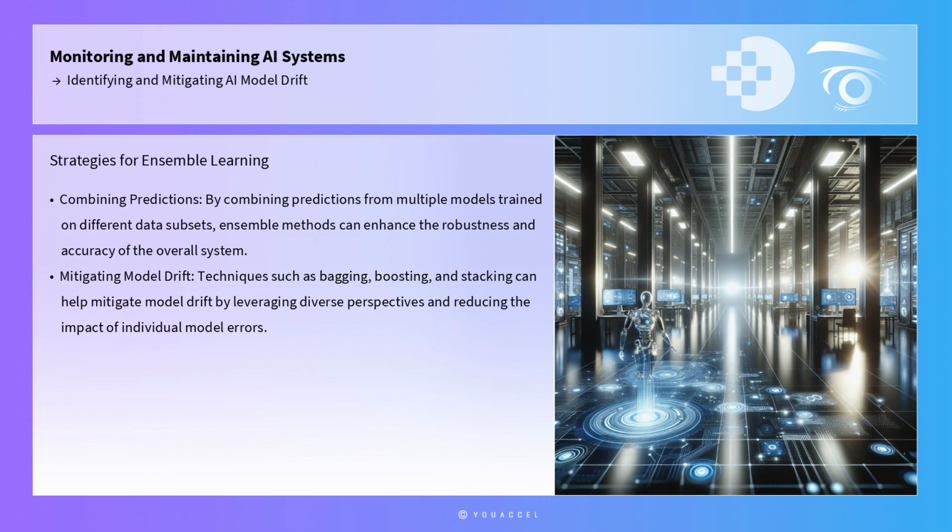Another effective strategy is to implement ensemble learning techniques. By combining predictions from multiple models trained on different data subsets, ensemble methods can enhance the robustness and accuracy of the overall system. Techniques such as bagging, boosting, and stacking can help mitigate model drift by leveraging diverse perspectives and reducing the impact of individual model errors.